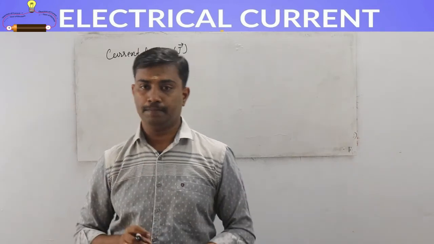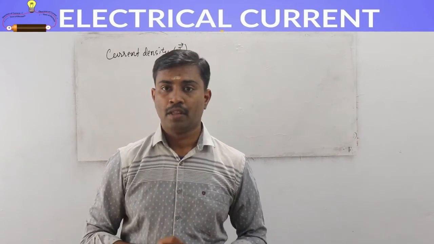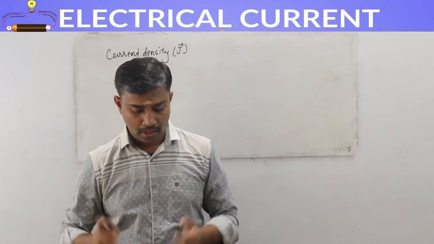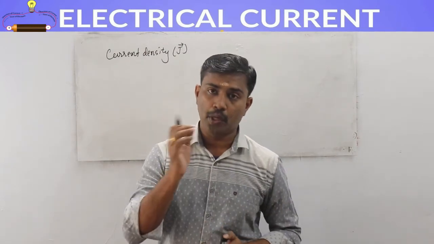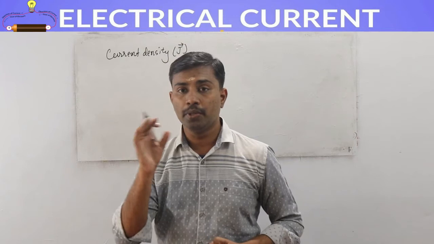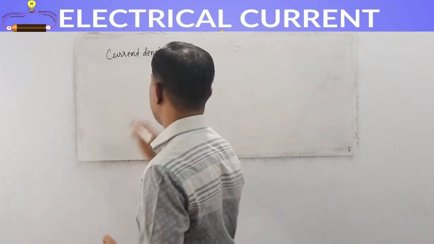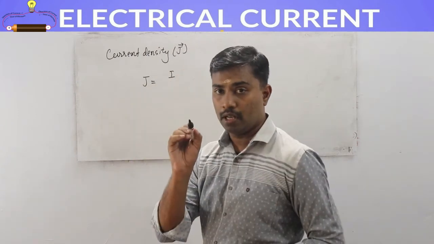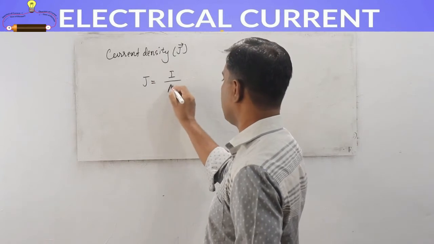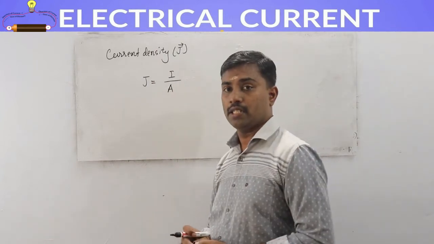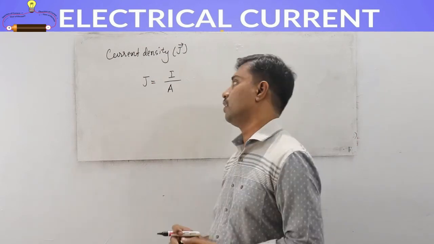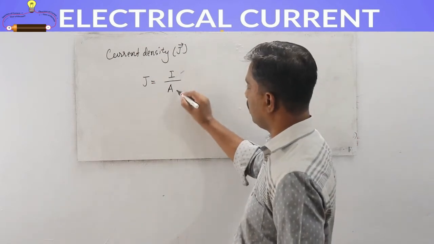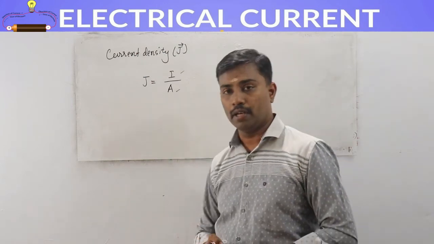Current density. Current density is a vector quantity. We should know what is meant by density. Current density is the amount of current flowing per unit area. Current density is represented by the letter J. Suppose I amount of current flows in an area A, then current density is equal to I by A.